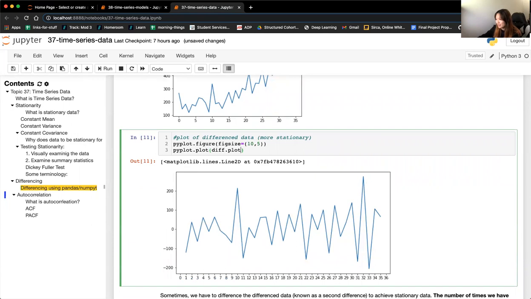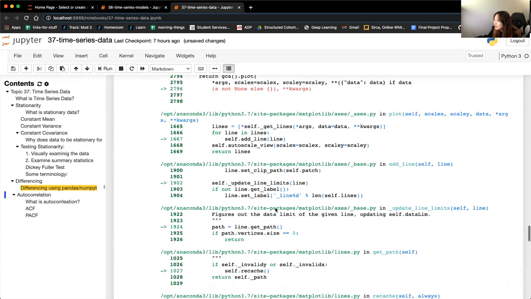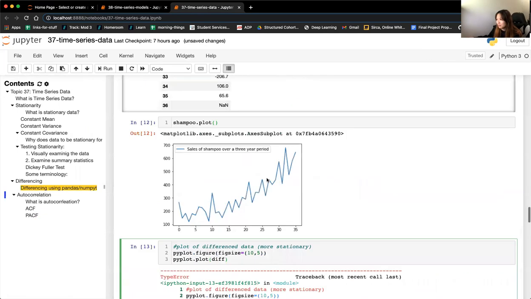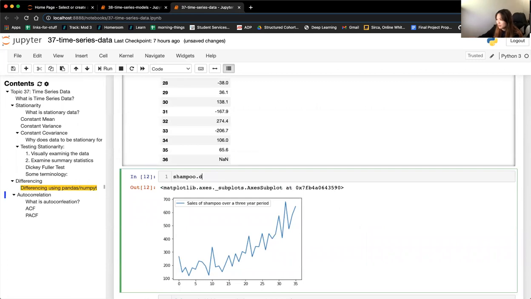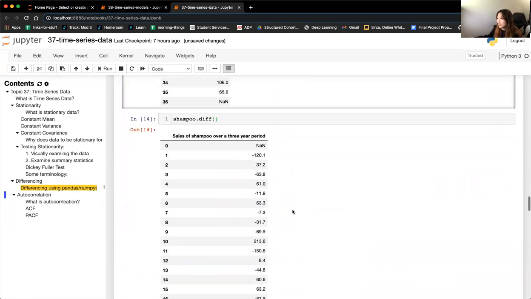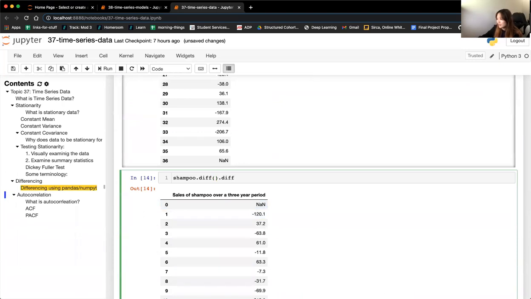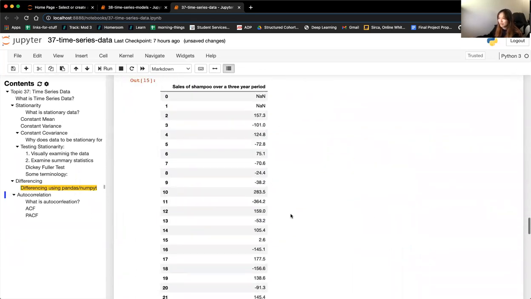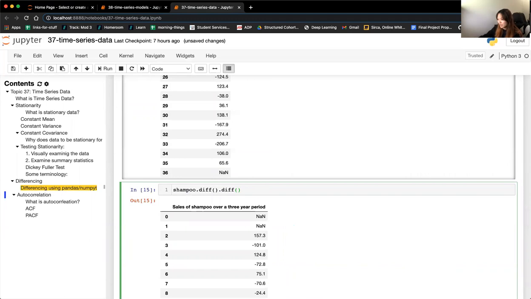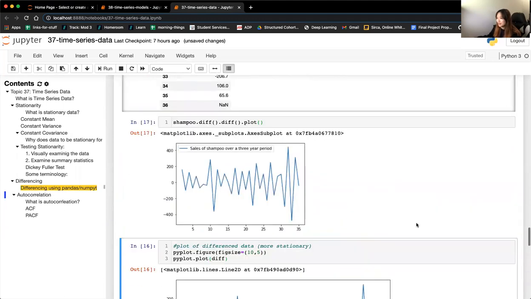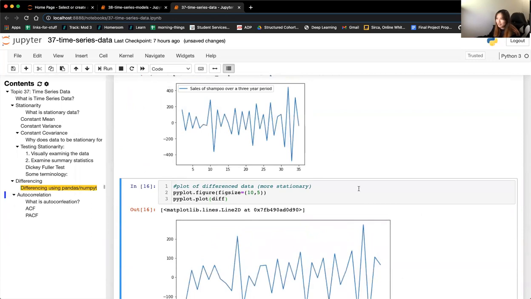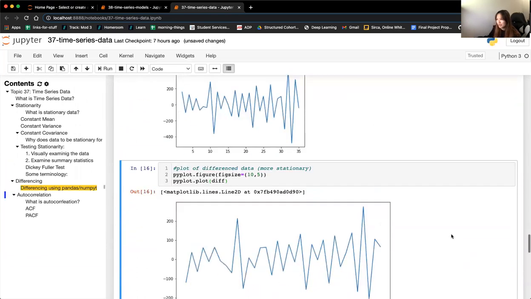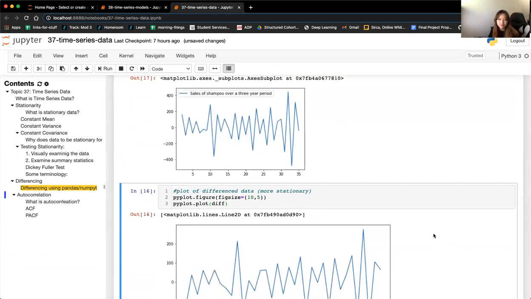Hopefully this works. I think this should be able to stack, but let me just see. Does it say float argument must be a string? Okay, let me just replot that again. So if I do shampoo.diff, this is what we get. If I .diff again, oops, what do we got here? If I difference it one more time, this is what we get. And I can do a dot plot of this. It ends up looking different. This is difference twice. This is difference once.